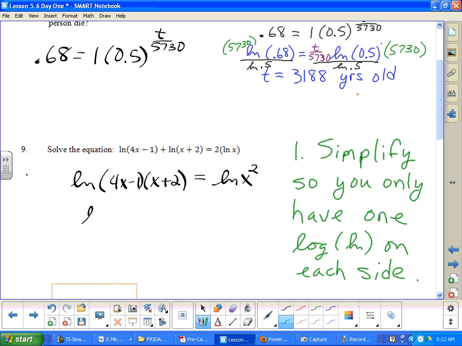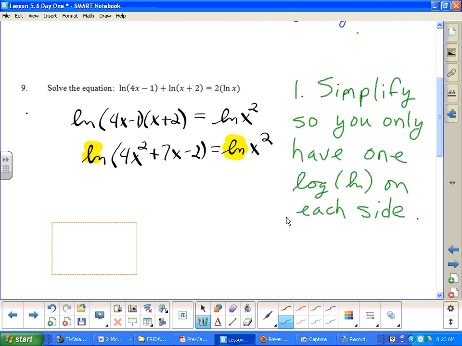So we FOIL this left side. We get 4x squared plus 7x minus 2. Now we have the natural log on both sides. If the natural log of something is equal to the natural log of something else, then those two things better be equal for this to be a true statement, right? So then all I need to do is work with 4x squared plus 7x minus 2 equals x squared.